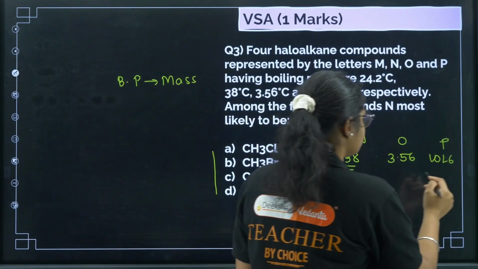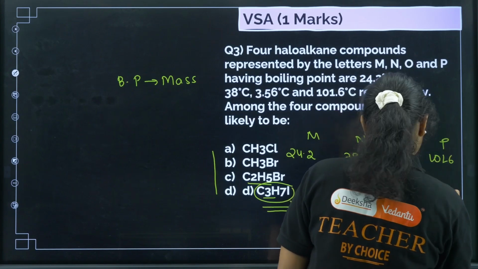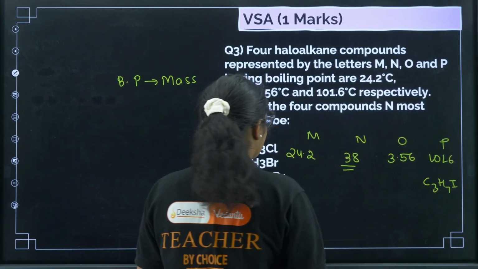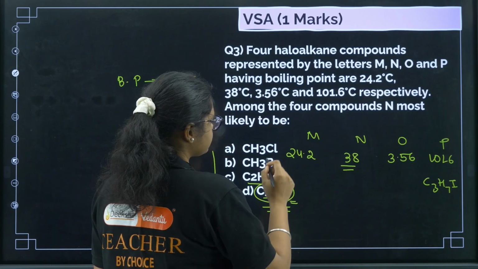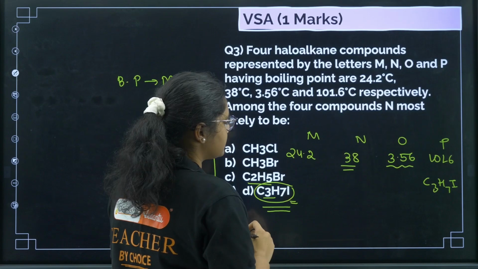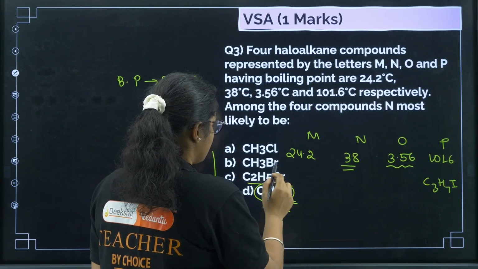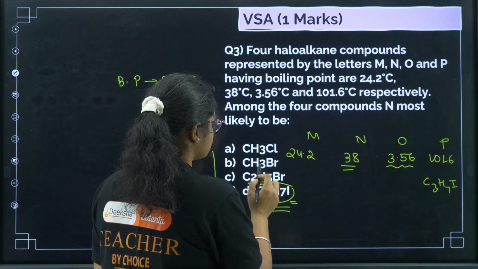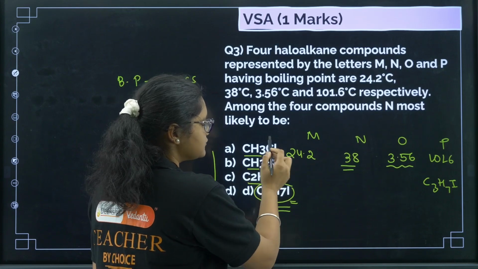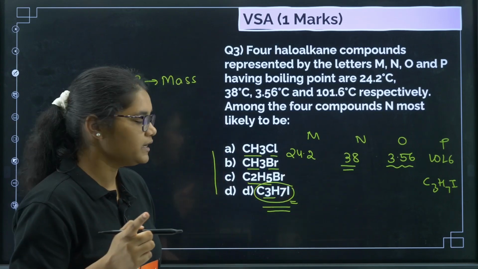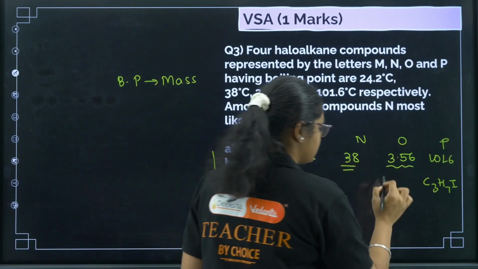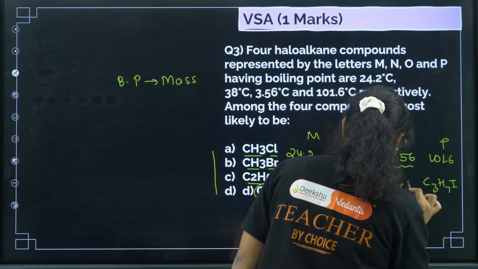So out of these, P has the highest boiling point, so I can write C3H7I here. Next we can find the lowest one, that is 3.56. So 3.56 has to be the lowest. Here is 1 carbon, here also 1 carbon, here chlorine, here bromine. Chlorine has lesser mass than bromine, so this compound will have the least boiling point. So that will be your CH3Cl.